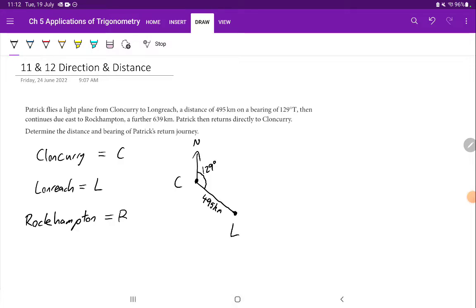From Longreach, we continue along due east. East is, if this is north, then east is going to be to the right. And we're going to continue this way on a further 639 kilometers. And that takes us to Rockhampton. And then Patrick returns directly to Colcurry. So from this spot, he then turns around and goes home.